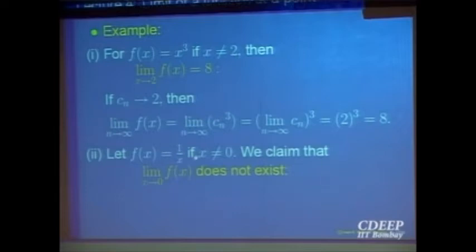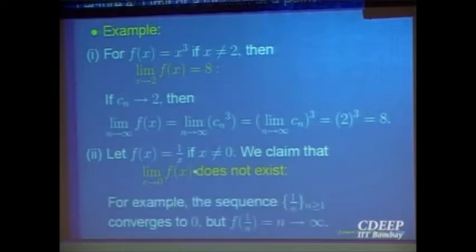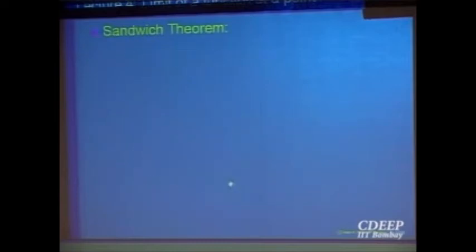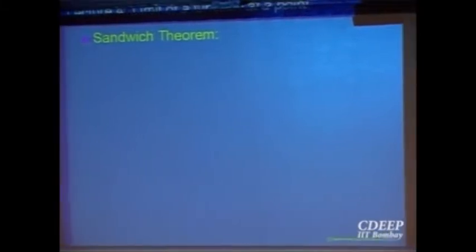In this case it is quite easy to guess a sequence: 1 over n, right? Look at the sequence 1 over n, that goes to 0, but what is f of 1 over n? That is n, that goes to infinity, that is divergent. So the limit of this does not exist. So the limit of 1 over x, x not equal to 0, does not exist. We had the sandwich theorem for sequences. Now we get a sandwich theorem for limits of a function at a point. Okay?